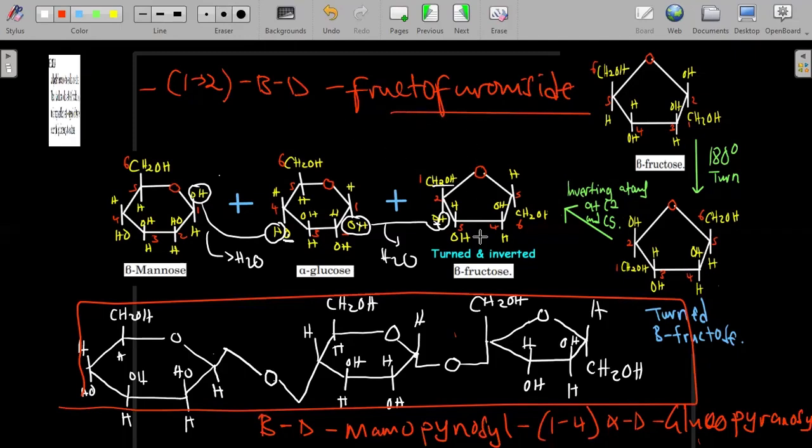So this here is a furanoside because it is a 5-membered ring. And then these ones here are pyranose because they are 6-membered rings. So that's the name there. So we are done with this question.